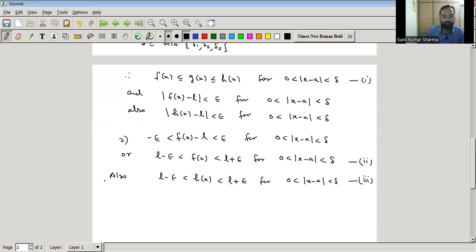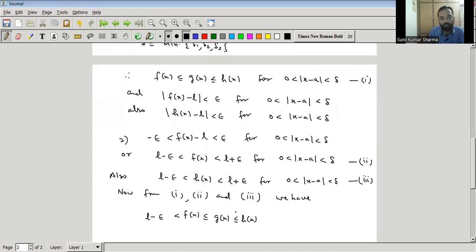So now from 1, 2 and 3, we have f of x is less than or equal to g of x is less than or equal to h of x. This is by 1, and by 2 and 3, f of x is greater than L minus epsilon, and h of x is less than L plus epsilon. So g of x lies between L minus epsilon and L plus epsilon for 0 less than mod x minus a less than delta.